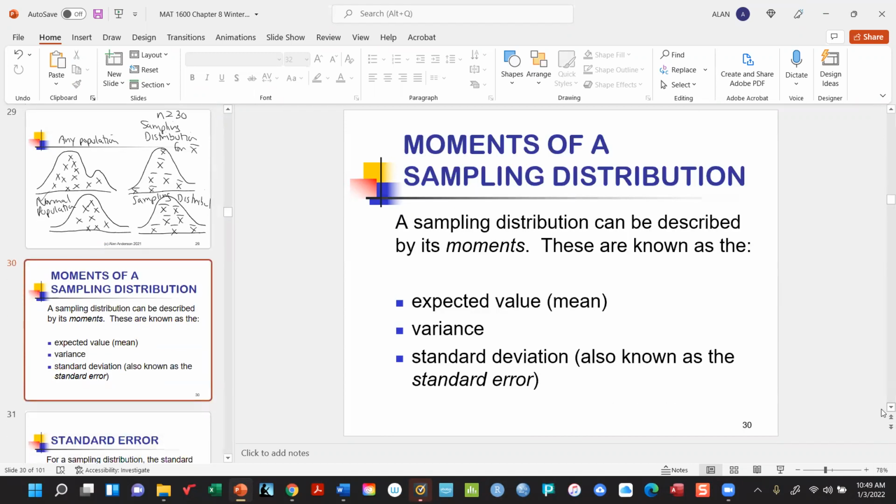All right, so here they are. Now, once again, I mention this all the time. There are often multiple names that refer to similar or identical concepts in statistics. Now, we're looking at the moments of the sampling distribution of X bar. We have the expected value or mean, we have the variance. Now, here's where it gets strange. The standard deviation, when we're dealing with sample statistics only, is often referred to as the standard error.